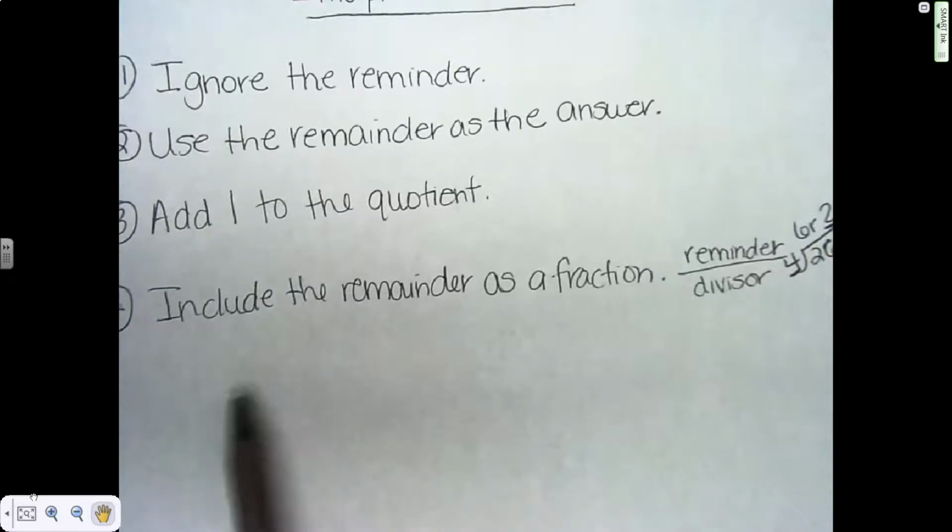And then finally we can include the remainder as a fraction. So this would be like the trail mix one, where we've still got to divide all that food up, but it's not enough to make a full cup. So I hope this helps with interpreting remainders.